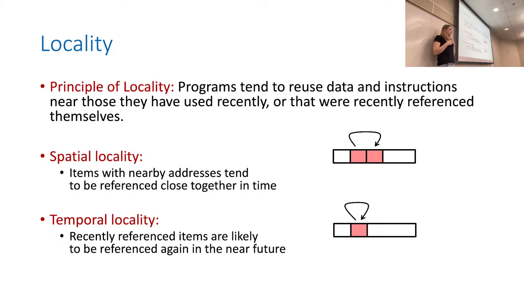So the spatial locality is that items with nearby addresses tend to be referenced close together in time. Temporal locality is that recently referenced items are likely to be referenced again in the future.